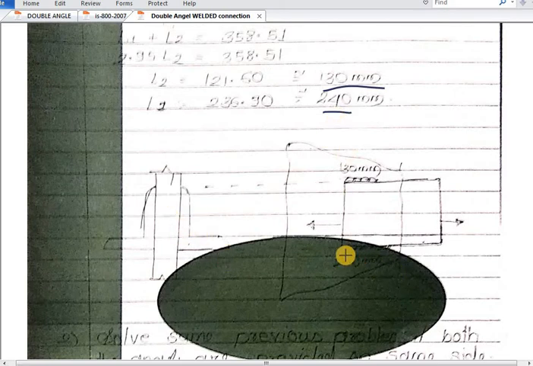240 is the bottom length, 130 is the top length. That means at the bottom more length of weld will be required, whereas at the top a little less welding is required. So this distance is L2 and this distance is L1. We require more L1 as compared to L2. The length of L1 is 240 and the length of L2 is 130 mm.